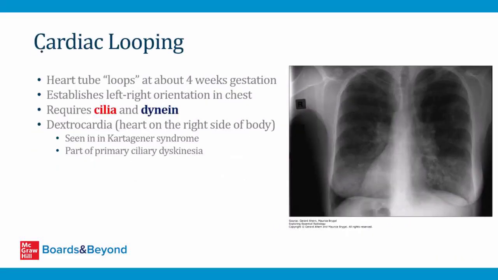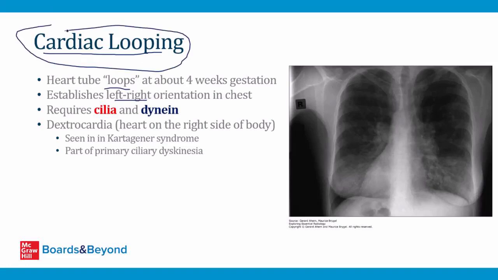Part of this process of the primitive heart tube folding is called cardiac looping. So the heart tube loops at about 4 weeks of gestation, and this part of the process is what establishes the left-right orientation of the heart in the chest. As a result of cardiac looping, that's why you end up with your heart on the left side of your chest.